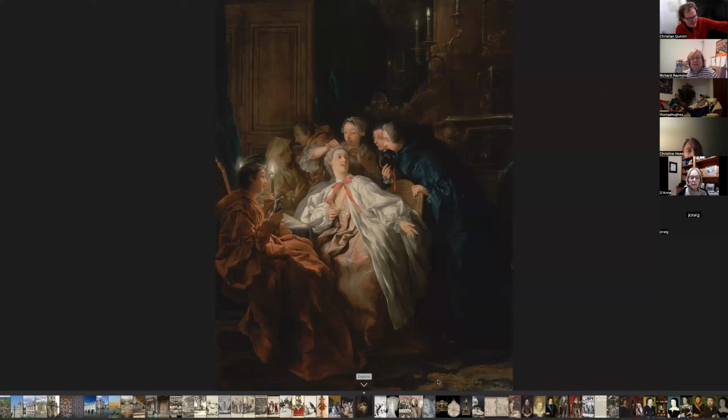This is a painting by Jean-François de Troy, and it's called Before the Ball. So this noble woman is being prepared by her lady in waiting before the ball.